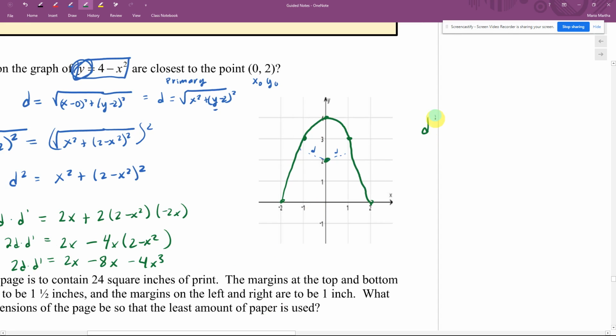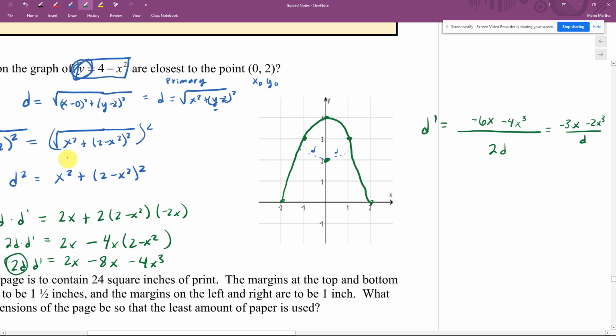So d prime, I'm going to divide both sides by 2d. So d prime equals, simplify the top, you end up with negative 6x minus 4x cubed, sorry, over 2d. Now we have a common factor of 2 here, so we can clean that up even further. So that's going to give us negative 3x minus 2x cubed over d.